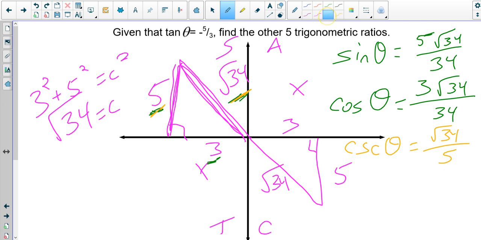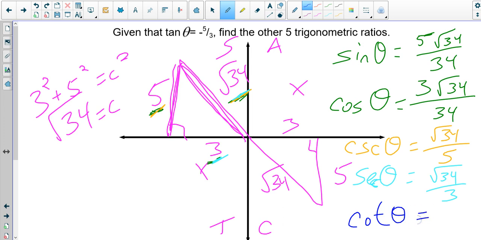Next, we have the secant of theta. Whoops, I missed the c, sorry about that. So the secant of theta is the reciprocal of the cosine function, so that's the hypotenuse over the adjacent, so that's the square root of 34 over 3. And our last one is the cotangent function, which is the easiest of all of them because they gave me the tangent up here, so the cotangent is negative 3/5.